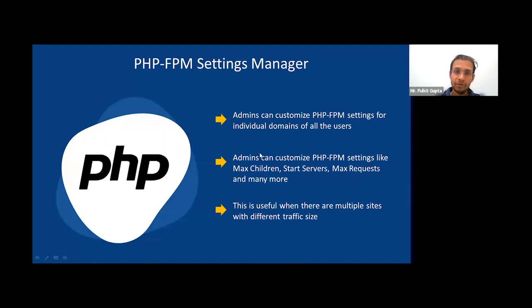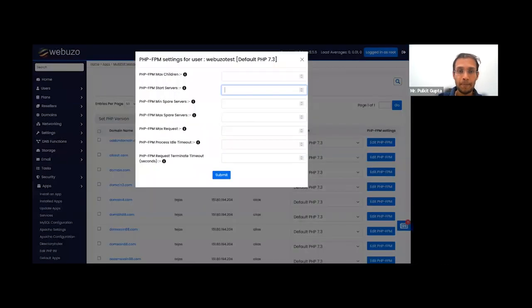We have also recently introduced PHP-FPM settings, which basically help you customize certain FPM parameters of your website, which can be fine-tuned as per your requirements. So for high-usage websites, you can increase the max children, start servers, and max requests parameters for those particular websites. So this is an option now available in Webuzo as well. This is the screenshot. You can choose what options you want for which domains, and you can set those parameters.